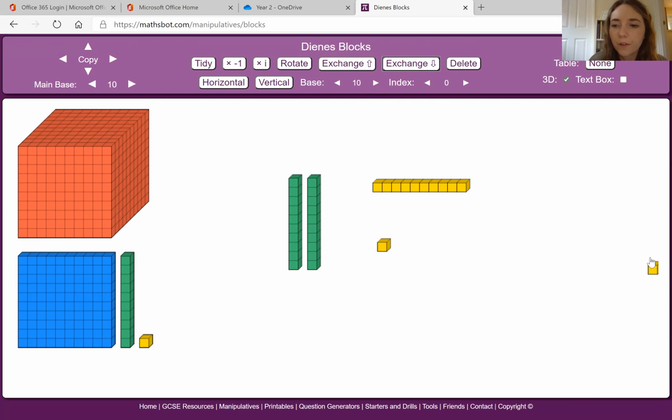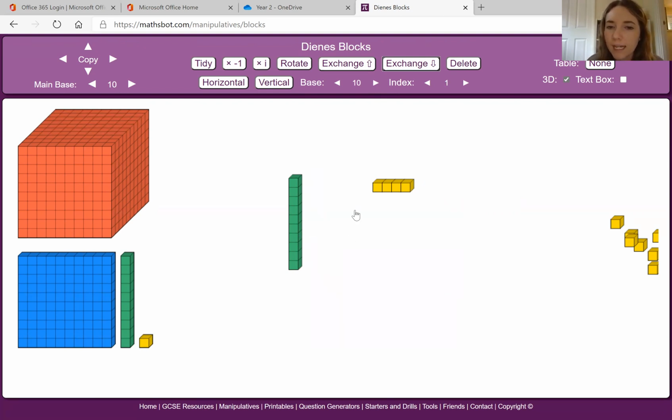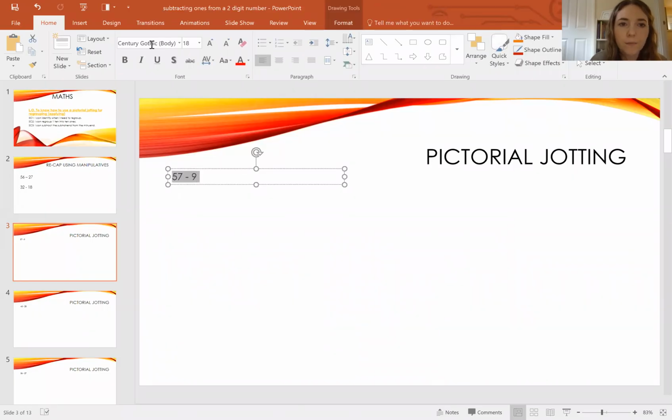1, 2, 3, 4, 5, 6, 7, 8. Now we go to our tens and we need to subtract 1 ten. So we take 1 ten away and we're left with 14. 1 ten, 1, 2, 3, 4 ones, 14. Did you get that right? Well done. Okay, so now we're going to have a look at how we will show that within a pictorial jotting, how we can use a jotting to help us to work out the answer.